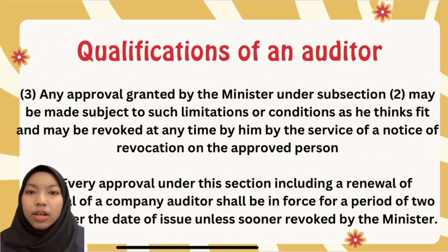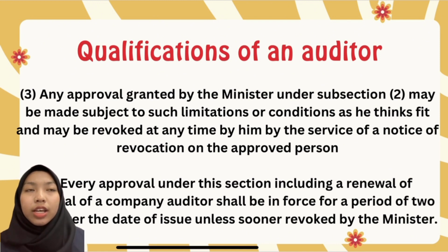Subsection 3. Any approval granted by the minister under subsection 2 may be made subject to such limitations or conditions as he thinks fit, and may be revoked at any time by him by the service of a notice of revocation on the approved person. Okay, so for example, if the auditor does not perform his duties, the director may revoke him at any time, but it must be with notice of revocation.